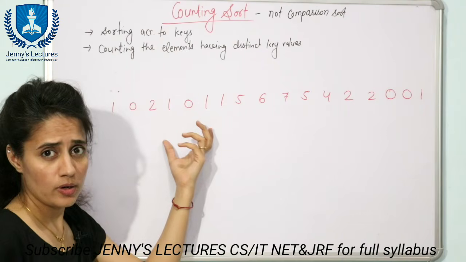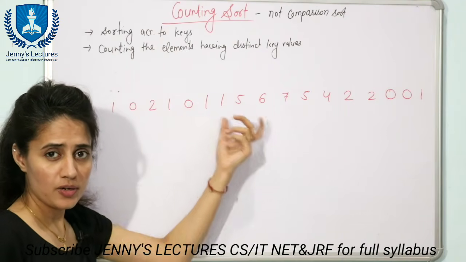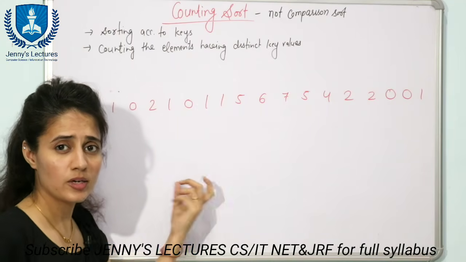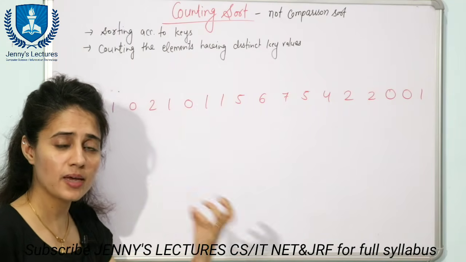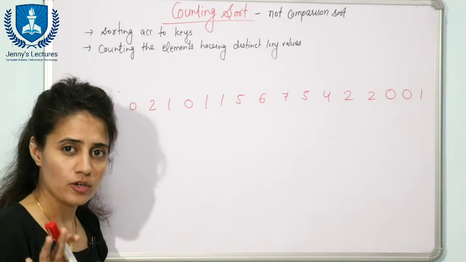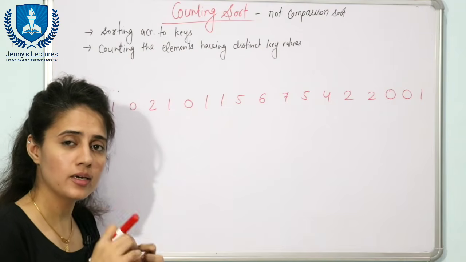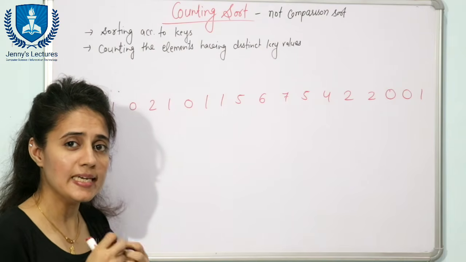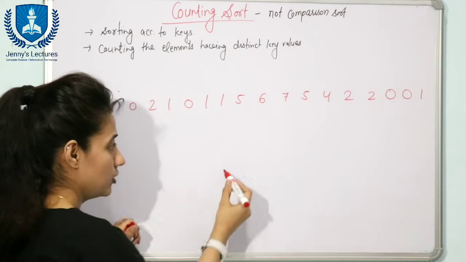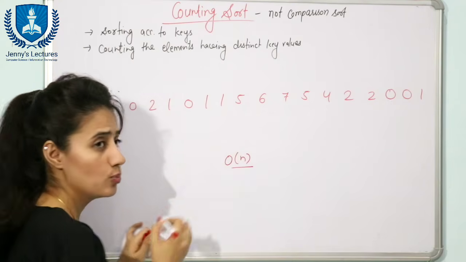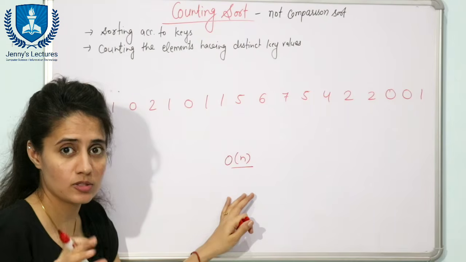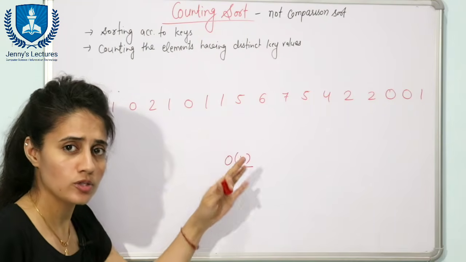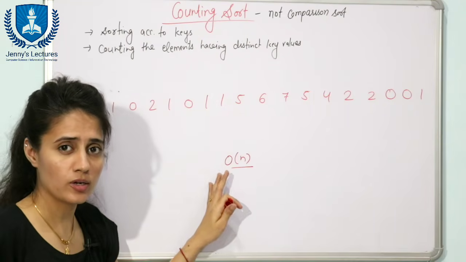See, although you can apply any comparison sort, merge sort, quick sort, the best time complexity would be n log n. You cannot get better than n log n. But how can we sort in linear time? You can say order of n time. Is it possible? Sometimes it is possible. See, sometimes. We are going to see the time complexity of this counting sort and how we are going to sort this.